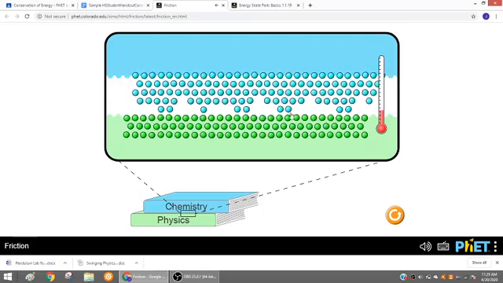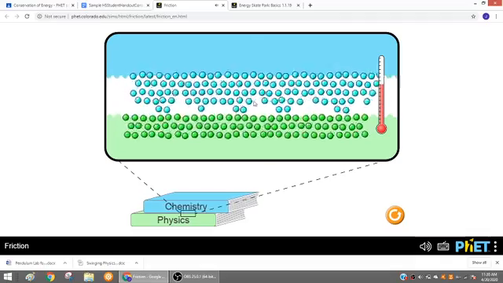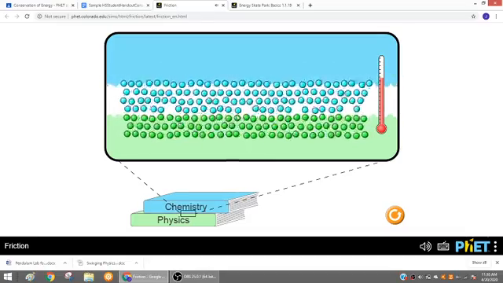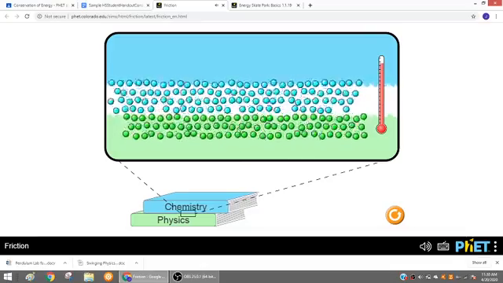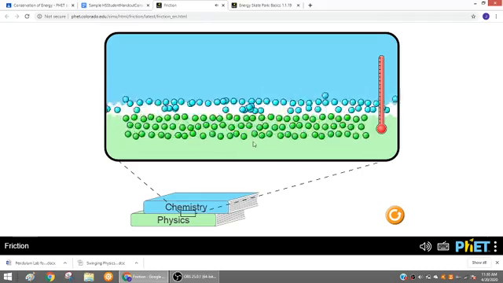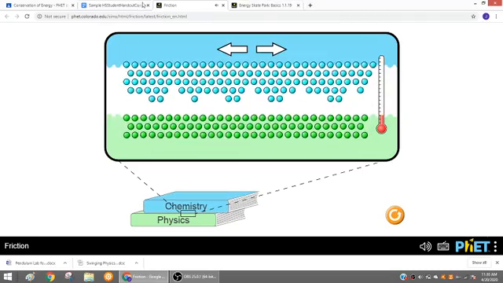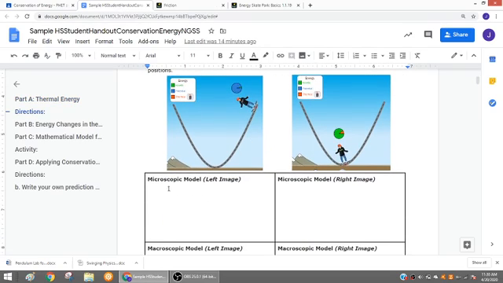And one of the things that you'll see in the thermometer here, as you do the dragging, you see the molecules moving faster, and they're getting hotter. And if you go too fast, you start to see molecules wearing away. And what's expected for you to do with the handout for that part of the simulation is to think about what's happening between the wheels and the ramp.